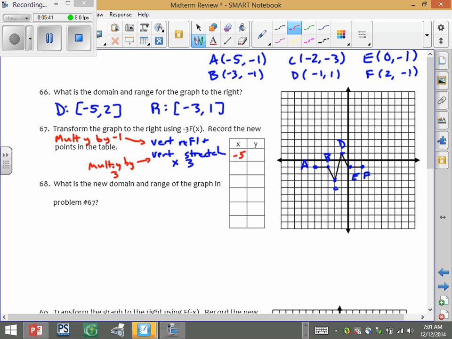So I could put the -5, the -3, the -2, the -1, the 0, and the 2. I'm just putting my points in here: A, B, C, D, E, and F. Now really, if I'm going to multiply by -1 and by 3, I could just multiply all of my y's by -3. So I take this -1 in A times -3. That's 3. -1 times -1 is 1 times 3 is 3.